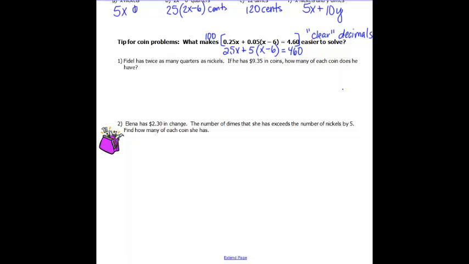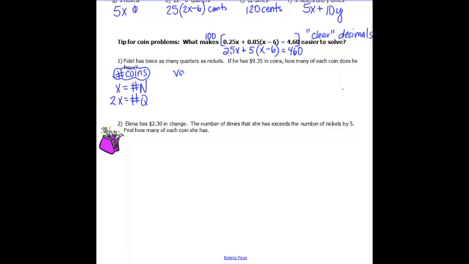Let's see how this works. Fidel has twice as many quarters as nickels. If he has $9.35 in coins, how many of each coin does he have? So the first thing I need to worry about is the number of coins. Well, it already told me he has twice as many quarters as nickels. So what do I know the least about? The nickels. Remember, that's the number of nickels. And then he has twice as many quarters. So I have 2x for the number of quarters.